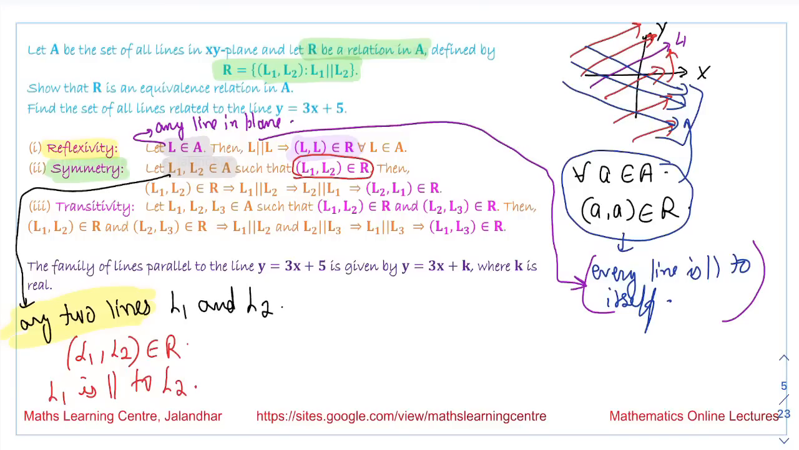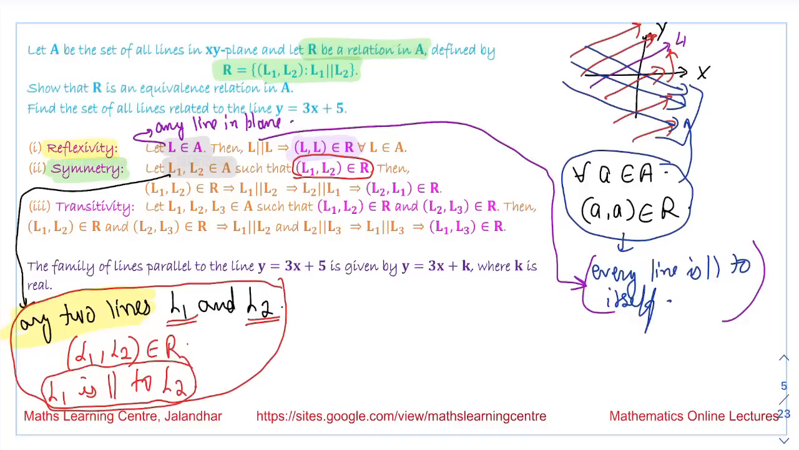We are talking about the collection of all those lines which are related, or we are considering all those lines L1 and L2 which are parallel to each other. Then this implies that L2 is parallel to L1, and this implies that (L2, L1) belongs to R. That is, L2 and L1 are also related.